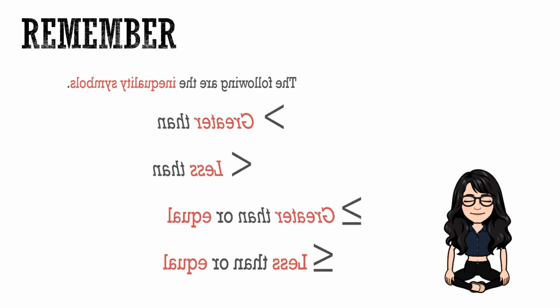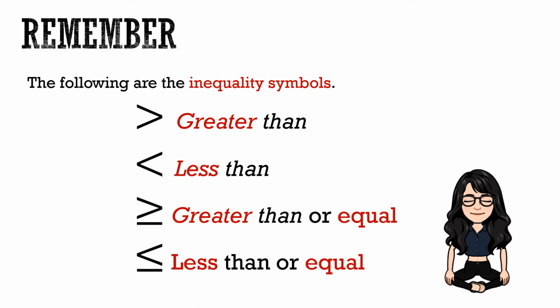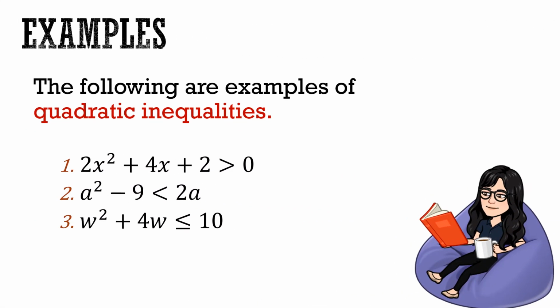Remember, the following are inequality symbols: greater than, less than, greater than or equal to, less than or equal to. Here are examples of quadratic inequalities. First, 2x squared plus 4x plus 2 is greater than 0. Second, a squared minus 9 is less than 2a. Third, w squared plus 4w is less than or equal to 10.